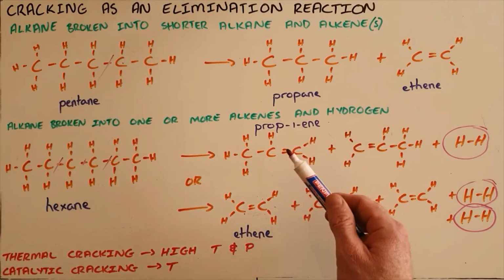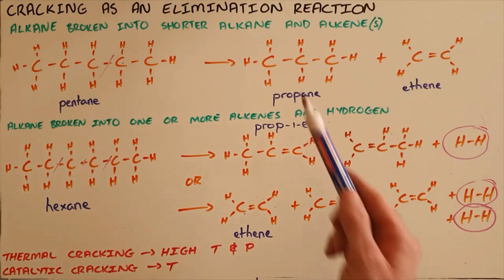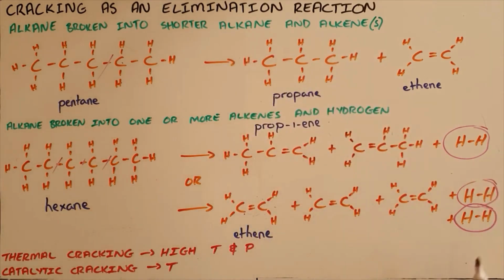That will always be made clear to you. All that you need to know is that there are two ways in which a molecule can be cracked. That is either into an alkane and an alkene, or into alkenes and hydrogen. The conditions depend on the type of cracking. The first type is known as thermal cracking, and that requires a high temperature and a high pressure. The second type is known as catalytic cracking, and that requires a catalyst.